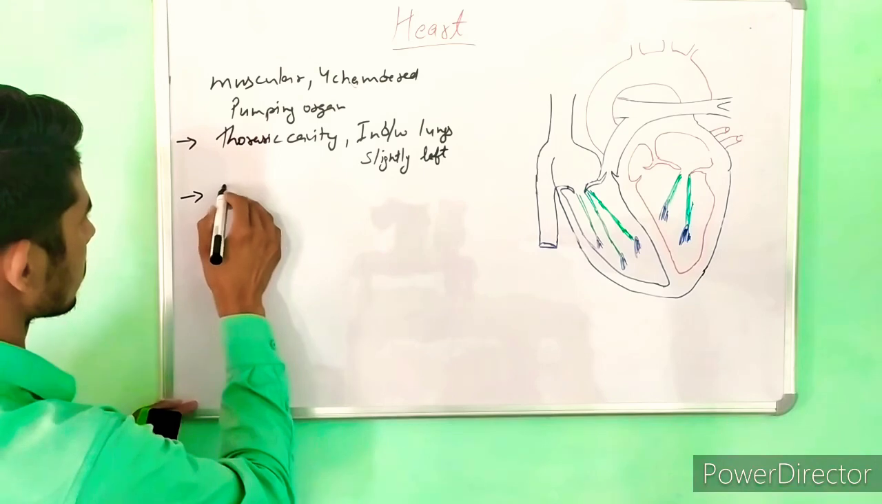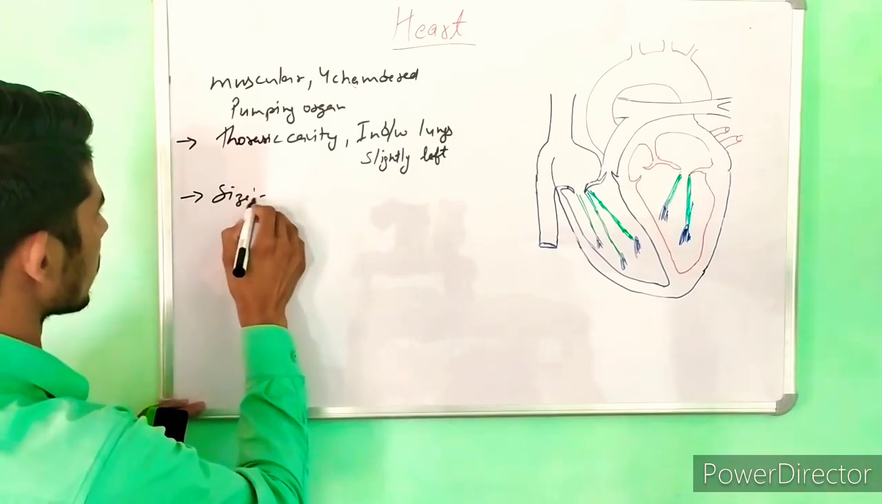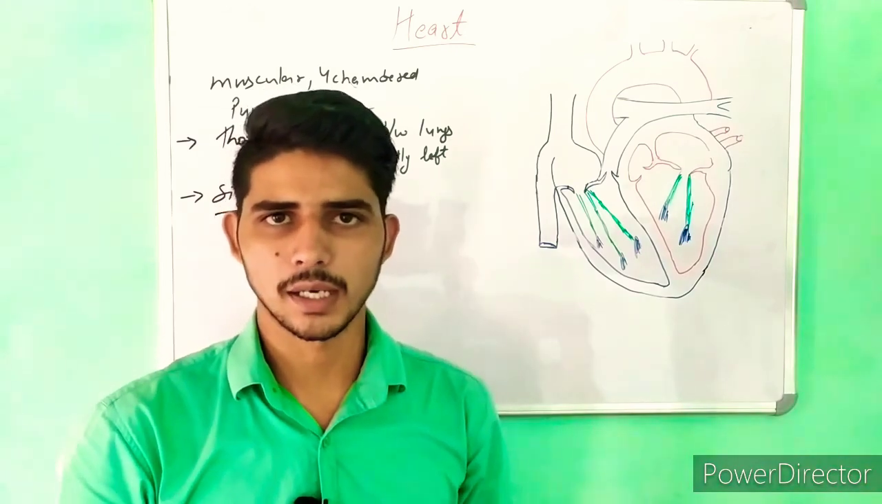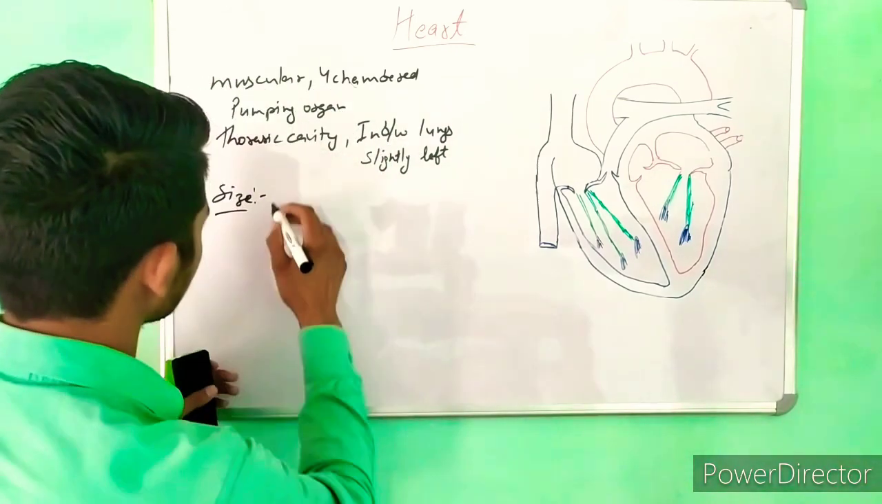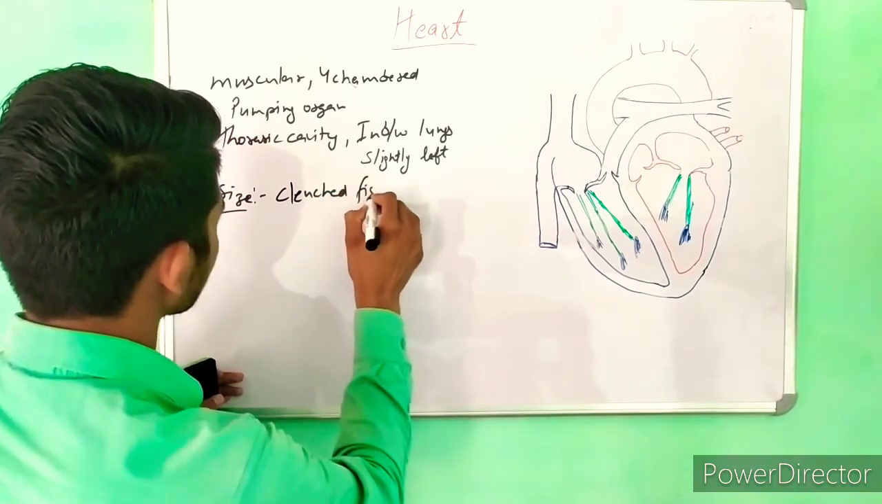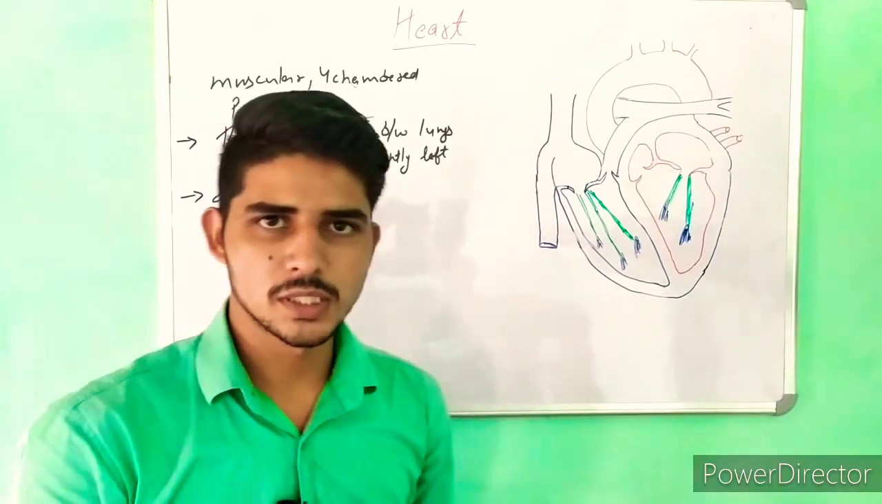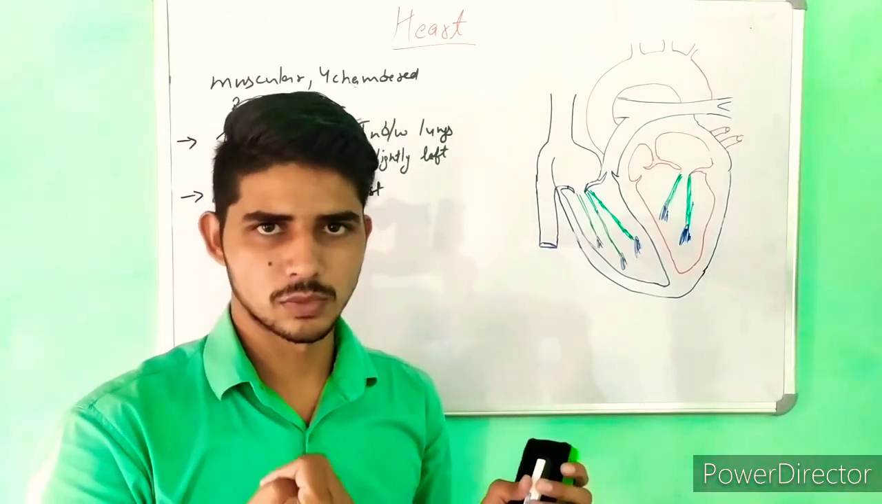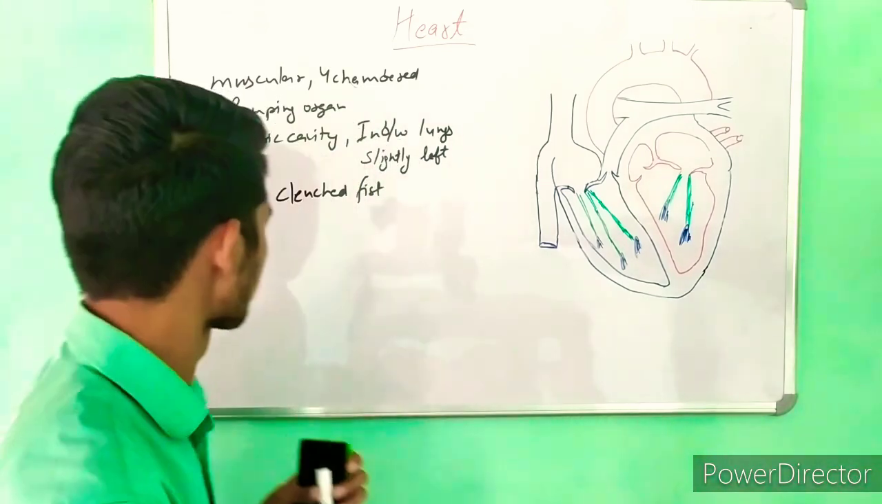Now the size of the human heart, as given in NCERT, is similar to a clenched fist. Clenched fist means band mutthi. So the human heart is similar in size to a clenched fist.